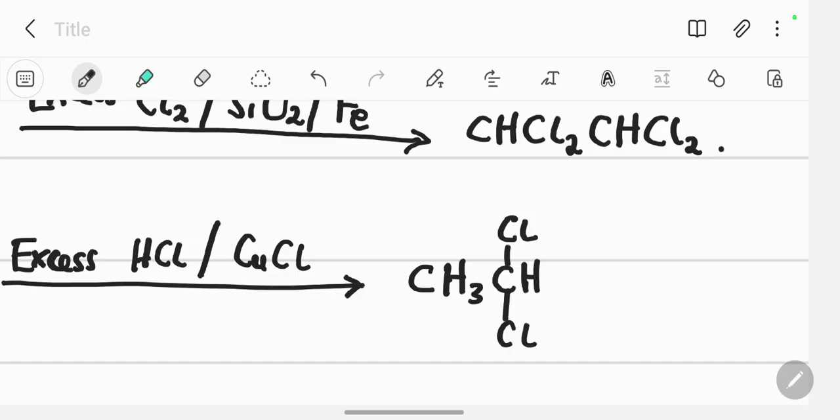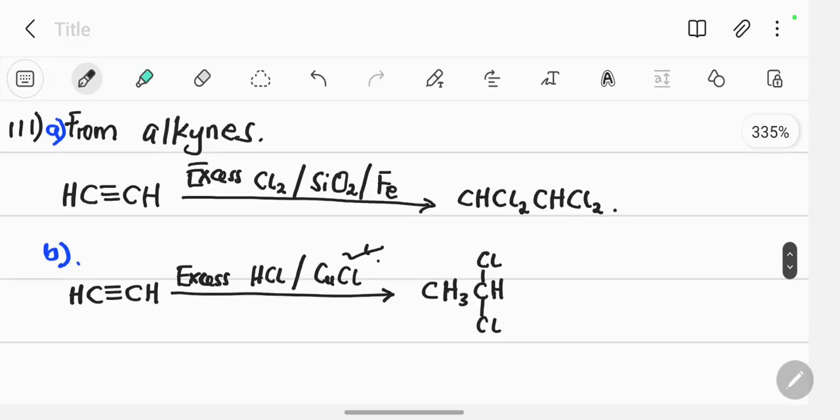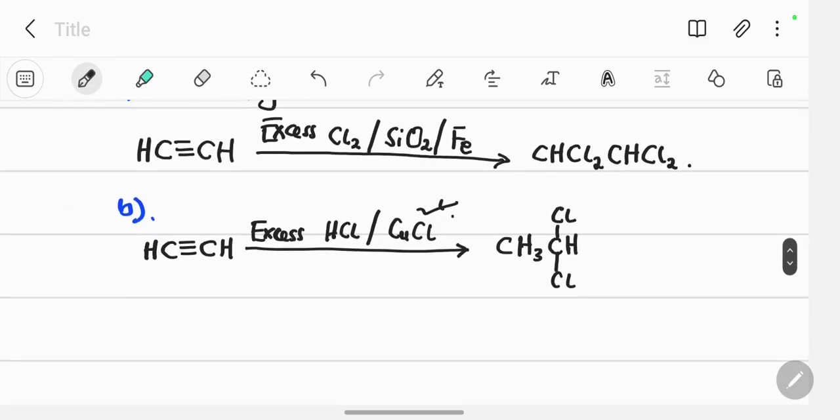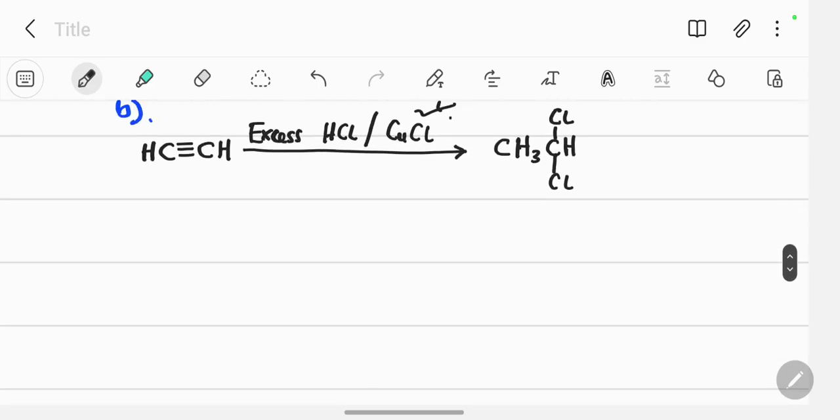So we have that. Some books are going to be using mercury chloride as the catalyst, but for now we shall use this copper 1 chloride as our catalyst. So that is it. We move on to the fourth, which is from alcohols.